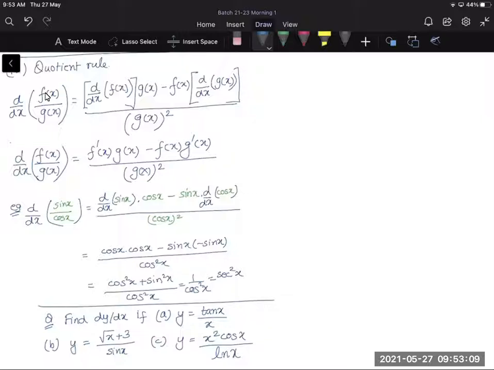Sir, can't we do the third part just using the product rule? Yes, you can. Like I said, the quotient rule is a special case of the product rule. So you can consider that as the product of three functions, x square cosine x into 1 upon ln x. The answer you will get will be the same.